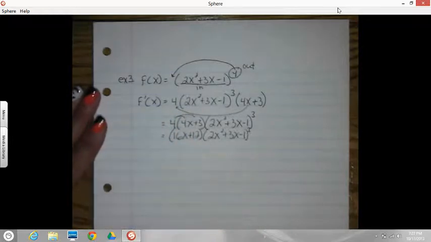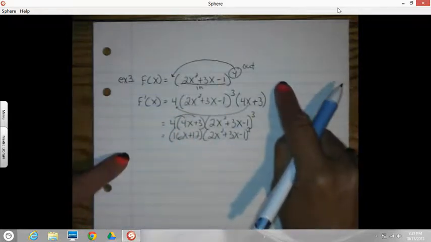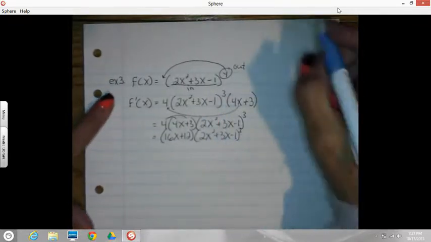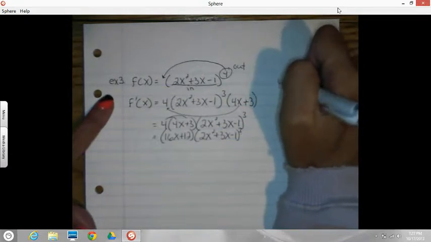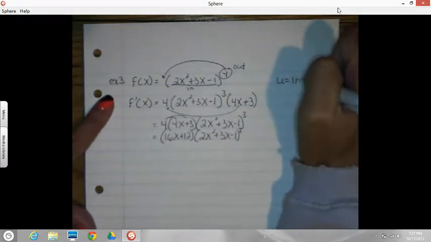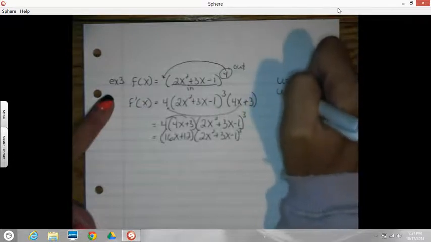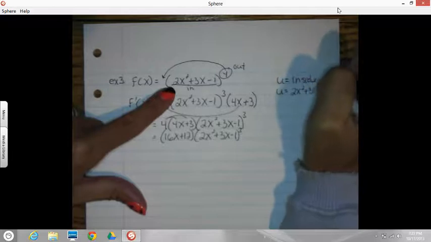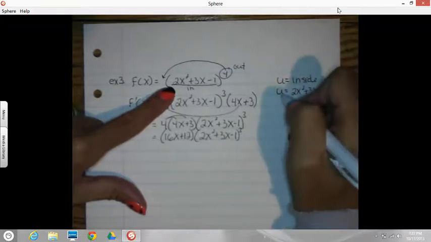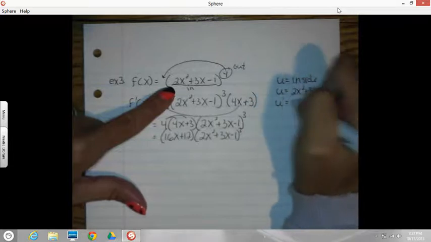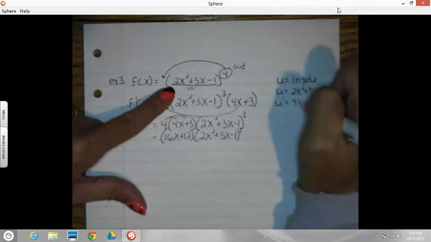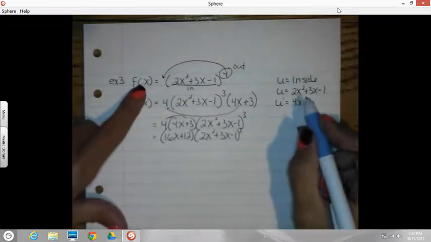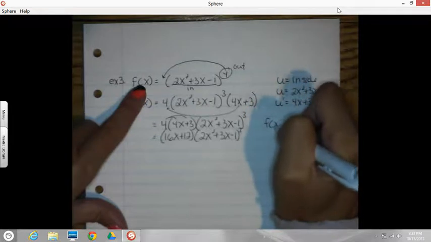Okay, again, if you want to fast forward till I get to example 4, I'm going to do the U thing over here, if this gets too complicated for you to follow. So you let U equal your inside, just the inside alone. So that's 2x squared plus 3x minus 1. We know we're going to need the U prime, so I'm going to do that right now. 4x plus 3.